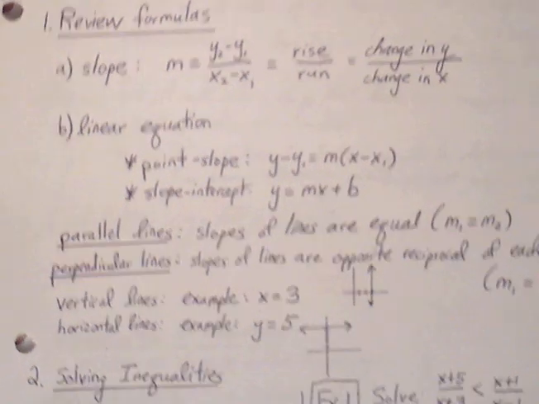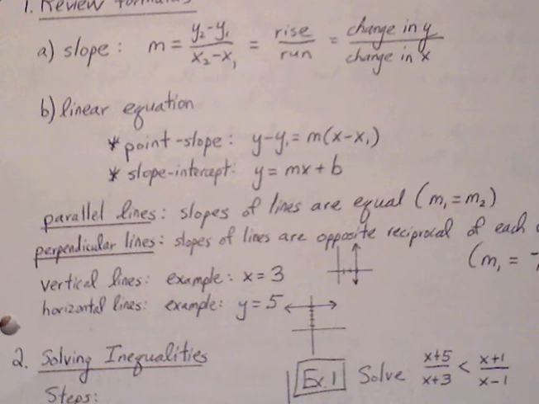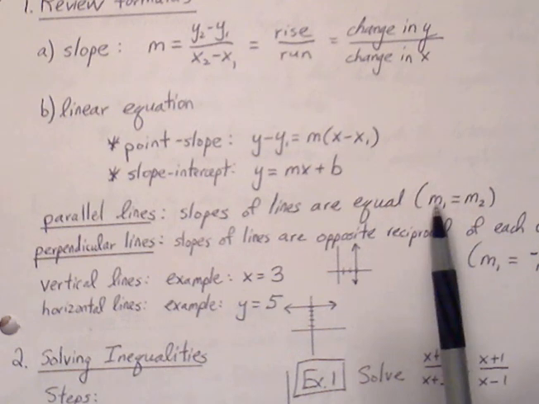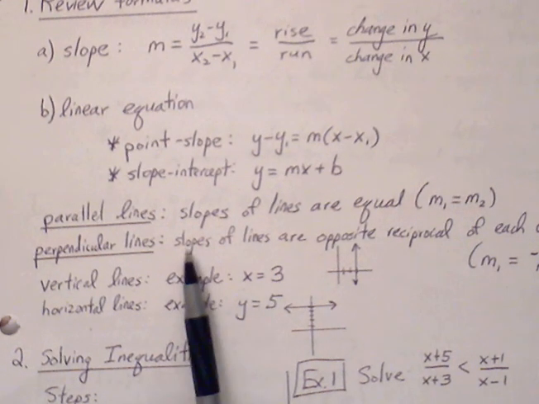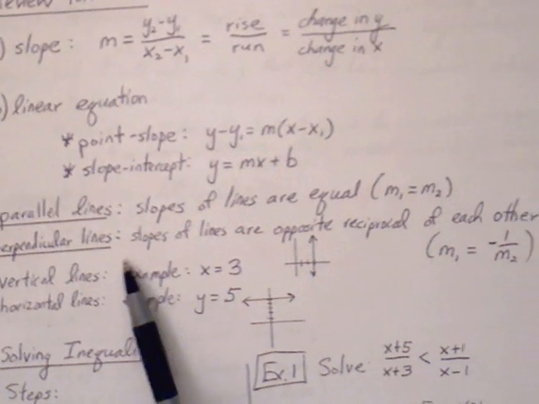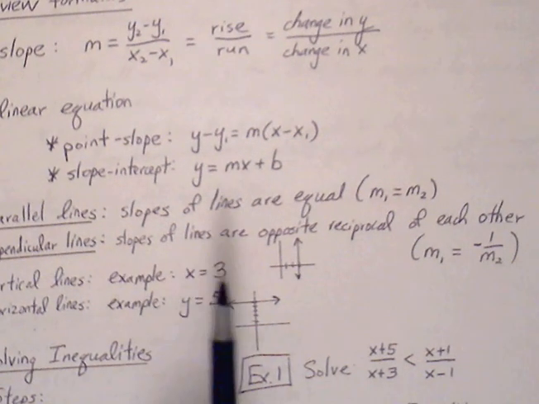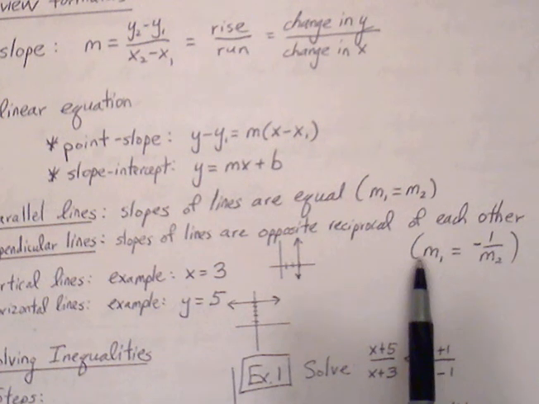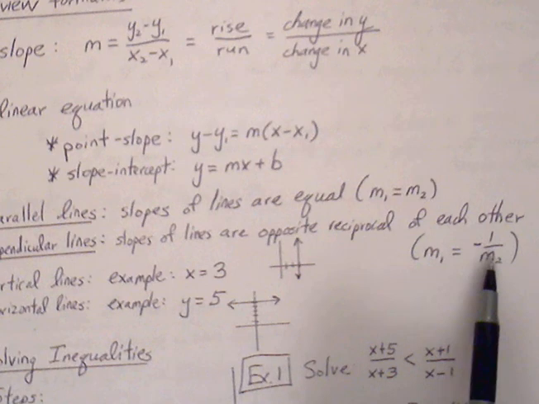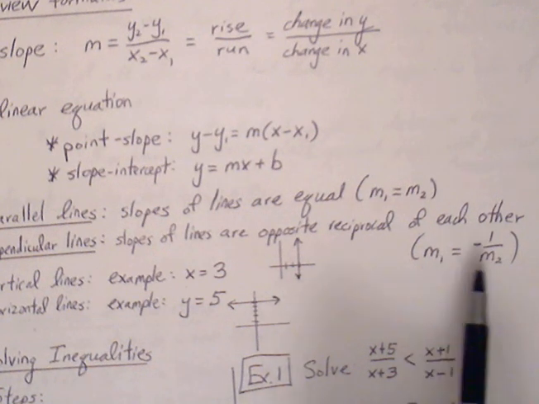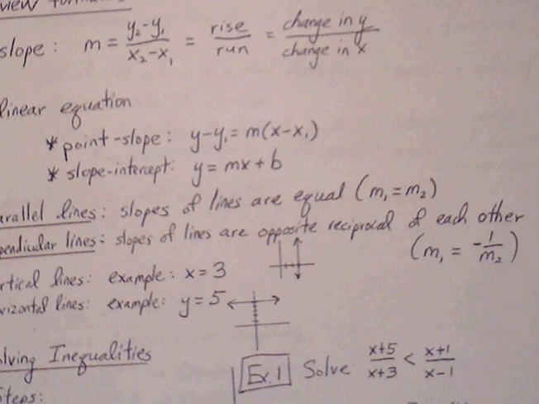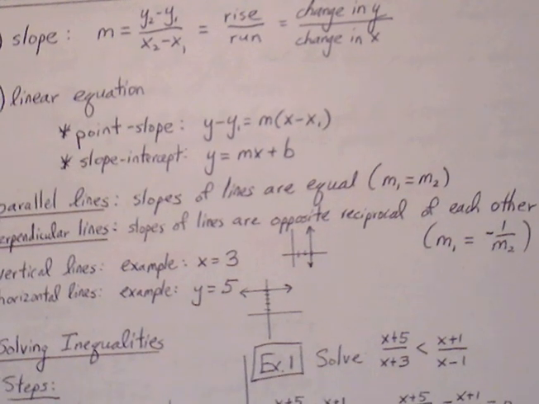Parallel lines. Parallel lines is when slopes of lines are equal to each other. So if we compare two slopes of two separate lines and they're equal, then we know that the two lines are parallel to each other. Perpendicular lines is where slopes of lines are opposite reciprocals of each other. For instance, if I have slope of a line being 1/3 and then the slope of the other line being -3, then the fact that the two slopes are negative or opposite reciprocals of each other indicates that the two lines are perpendicular to each other.